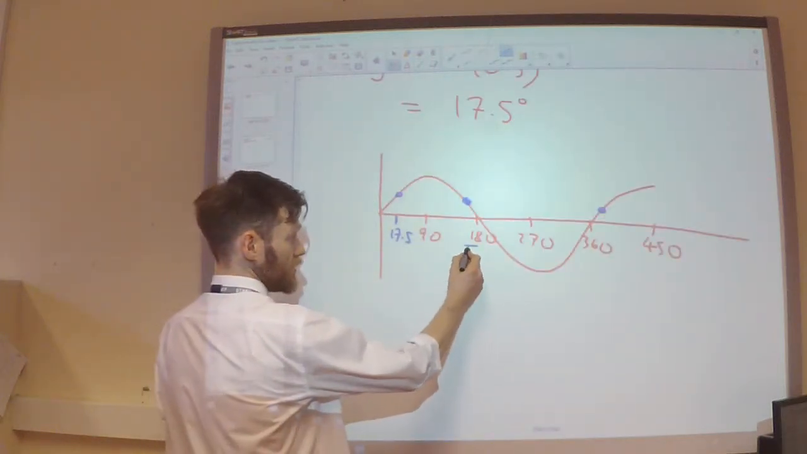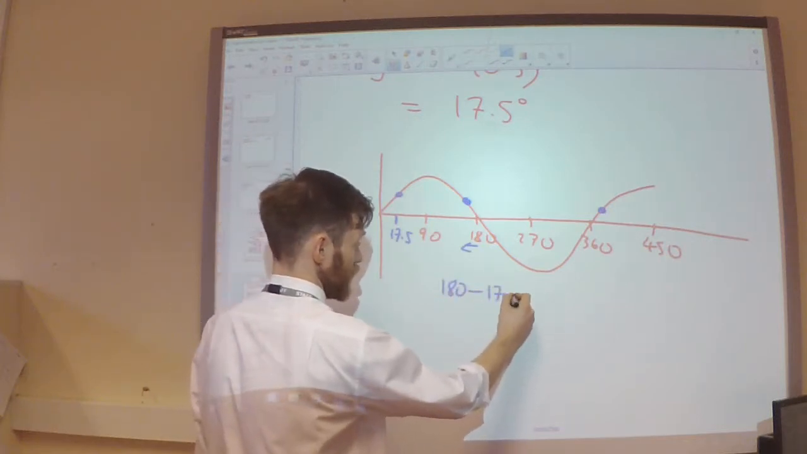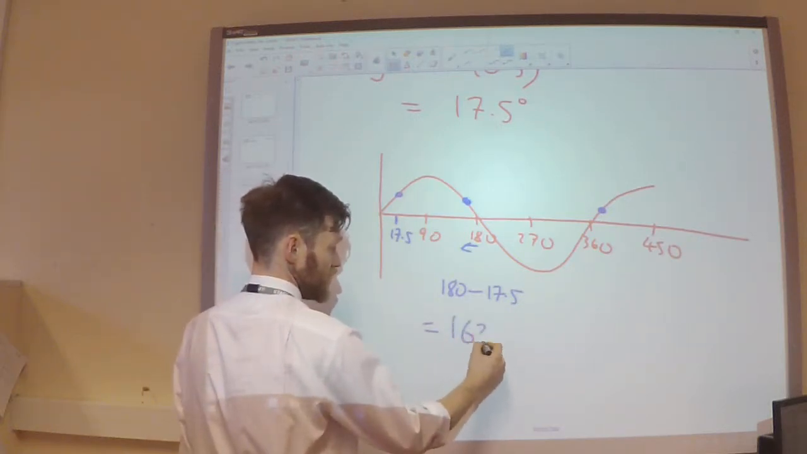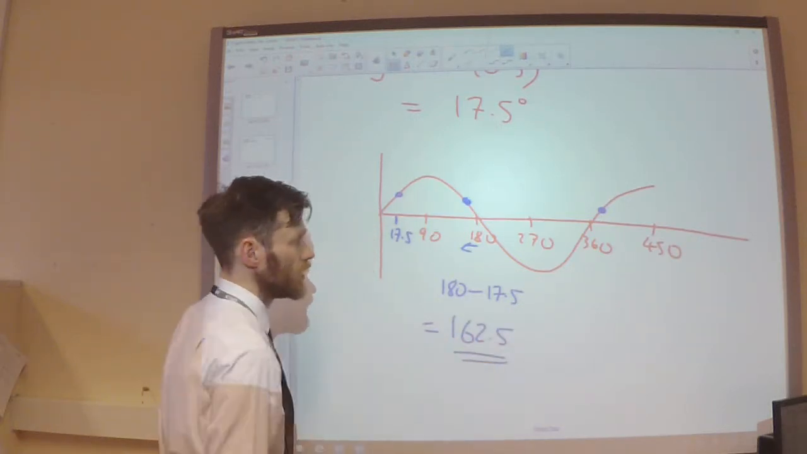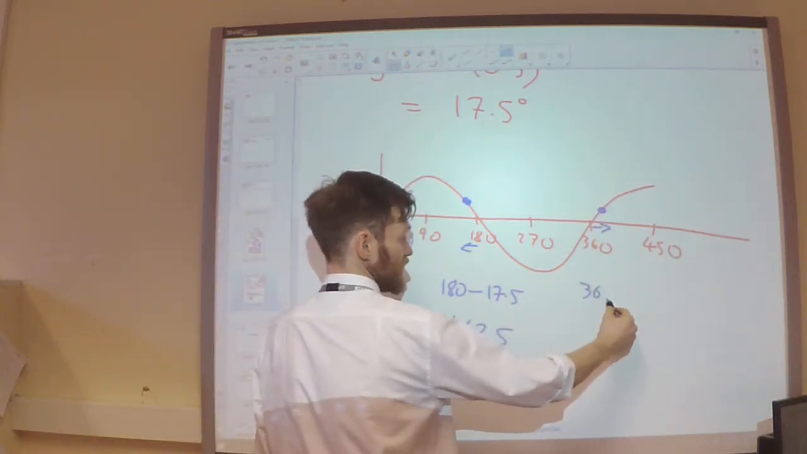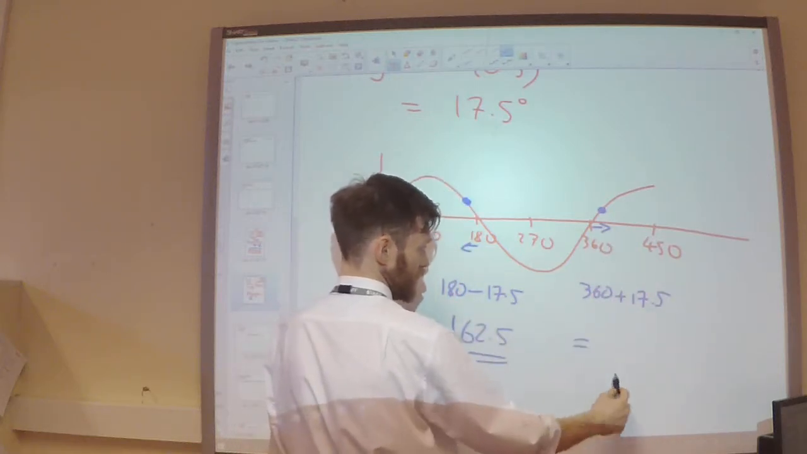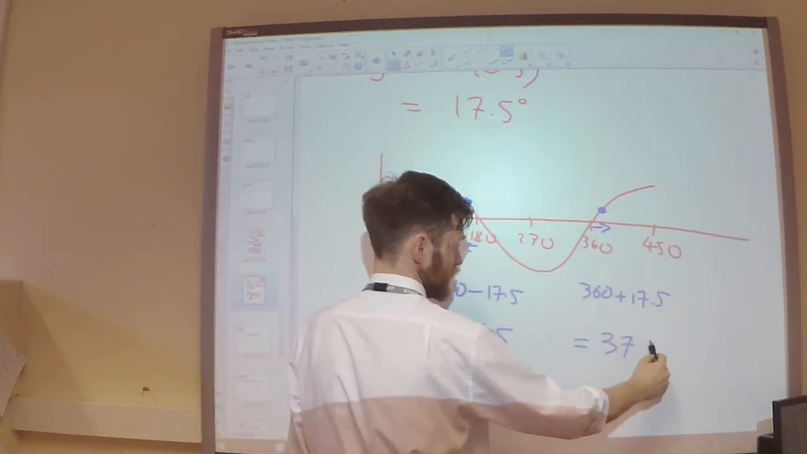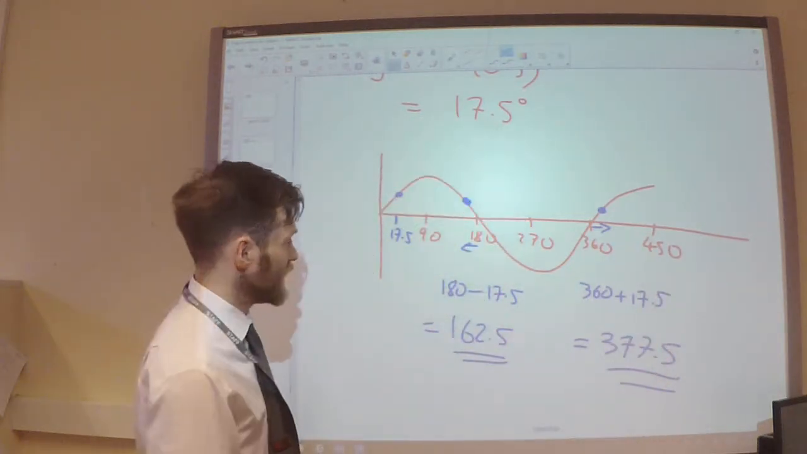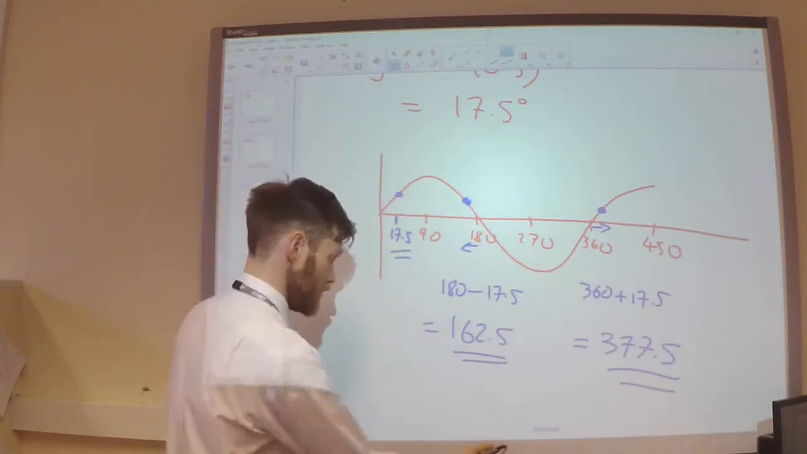To get this solution, I'm going to do 180, take away 17.5, which is going to be 162.5. To get this solution here, I'm going to do 360 plus 17.5 to give me 377.5. So I have 3 solutions for y.